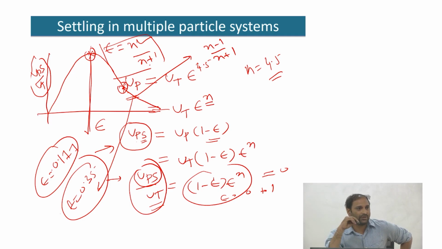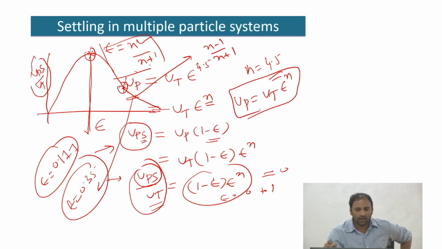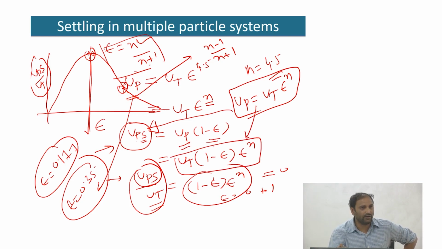Is it okay? Any questions? So all that we have done is we took the general form of UP, which goes as UT epsilon power n. From that we obtained the superficial settling velocity of the particles, which is UP times 1 minus epsilon, and I substitute for UP, which is UT times epsilon power n.